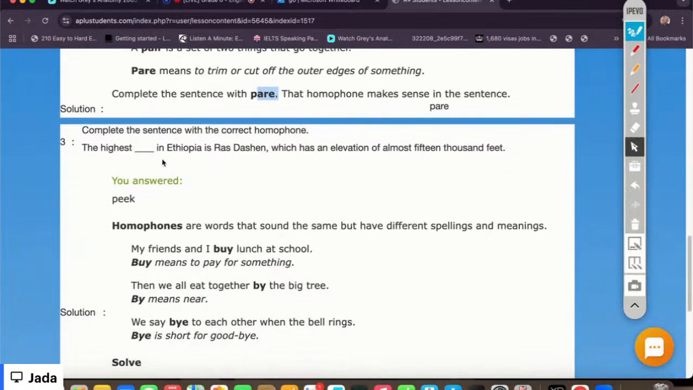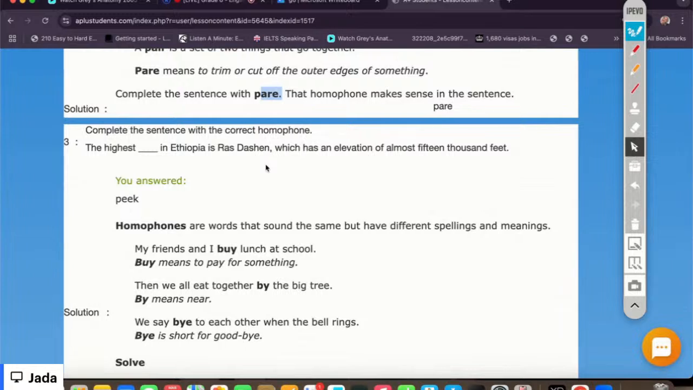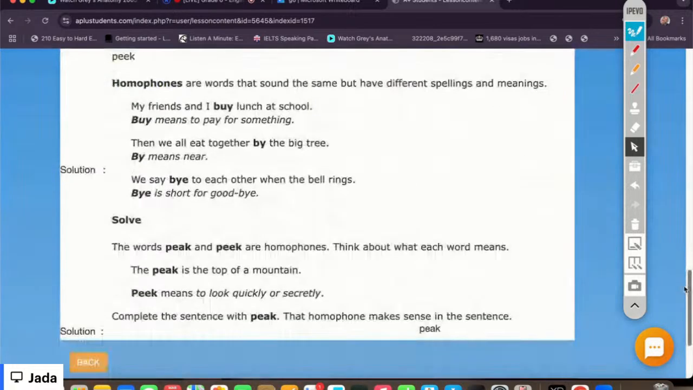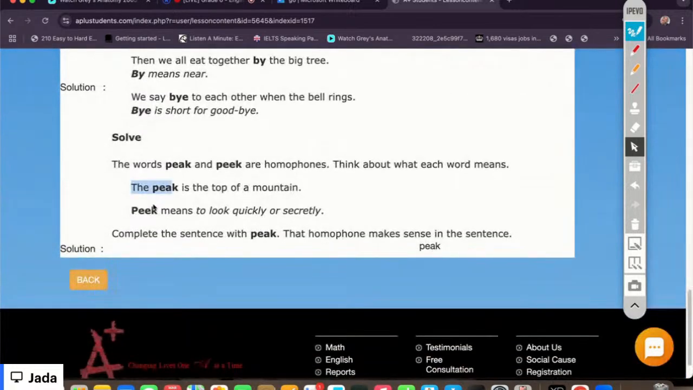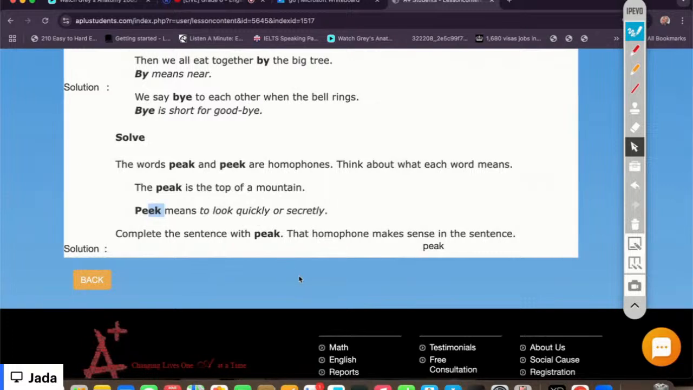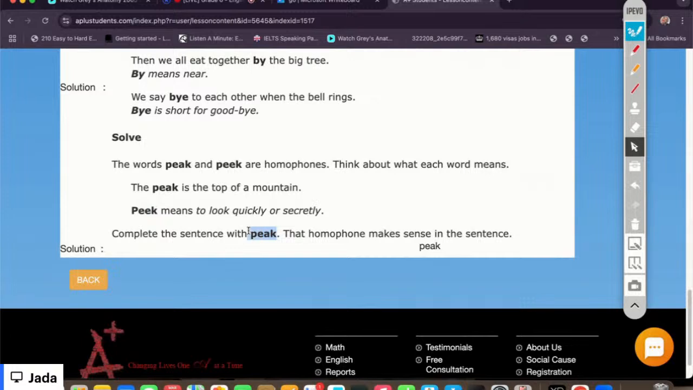All right, so the highest peak in Ethiopia is Ras Dashen, which has an elevation of almost 15,000 feet. So what would that be? Peak or peek? You can see that they all sound the same, but they're different. So peak is like the top of the mountain, and then this peek is to look quickly or secretly, like you're peeking at someone. So from the sentence, we can tell that it is this peak, the top of a mountain. Okay.